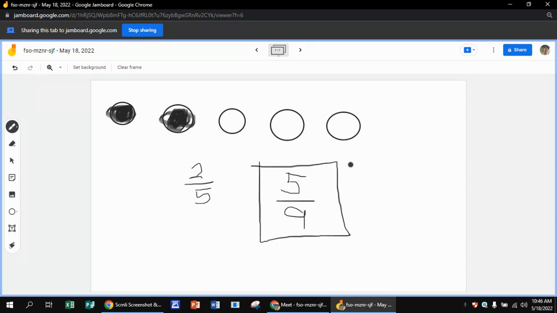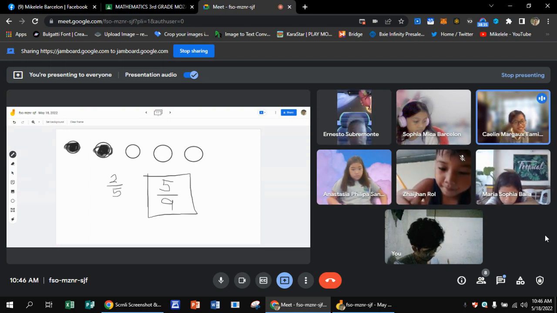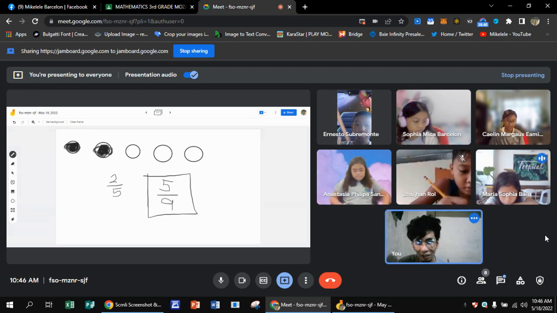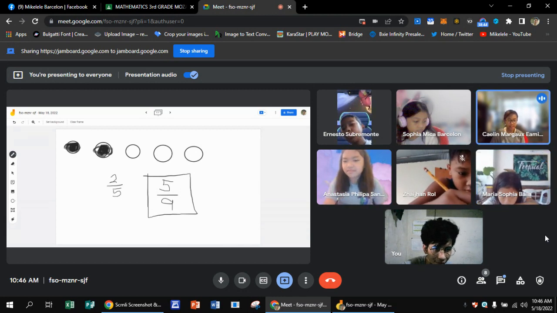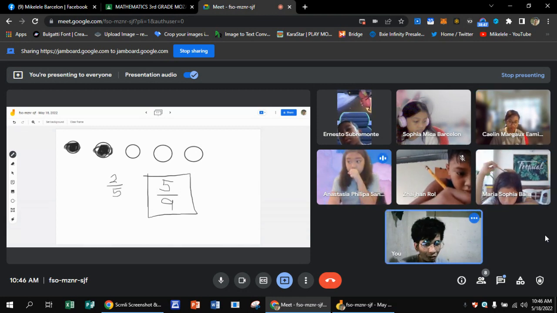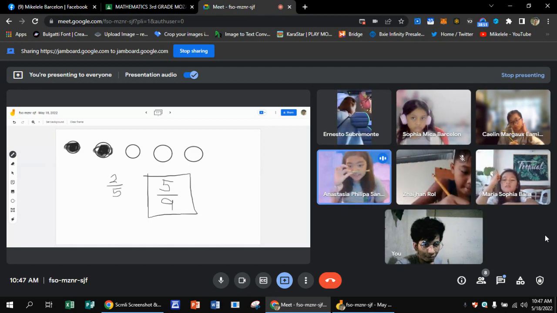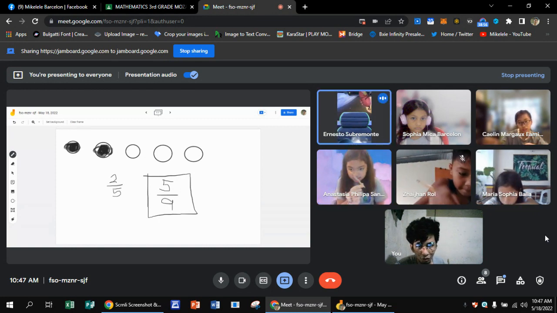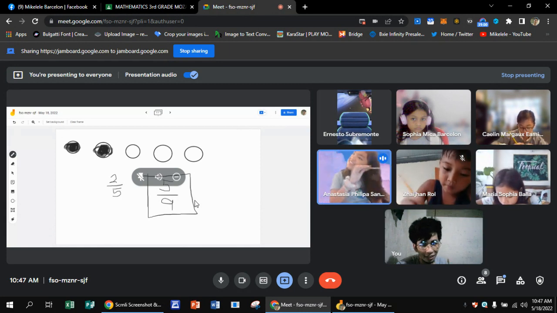Okay? Just 5? The answer is not just 5, it's 5 over 9. Rewrite your answer; I will give you time to rewrite it. Teacher, the line, is it up or down or like this? No, that must be a straight horizontal line, okay?